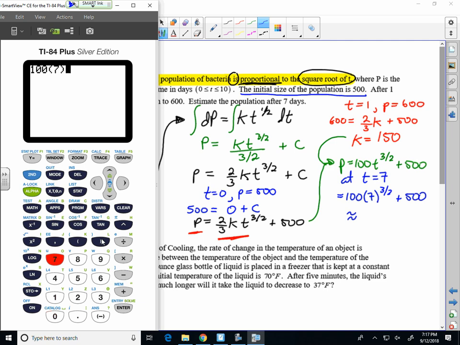So 100 times 7 raised to the 3 halves plus 500. So 2352-ish. Approximately 2352 bacteria.